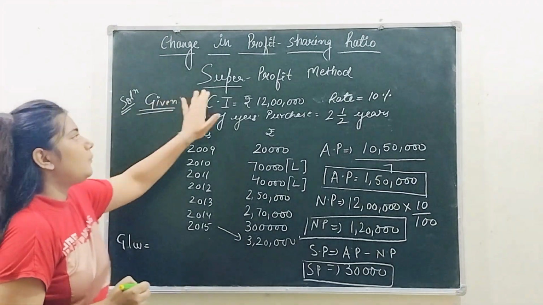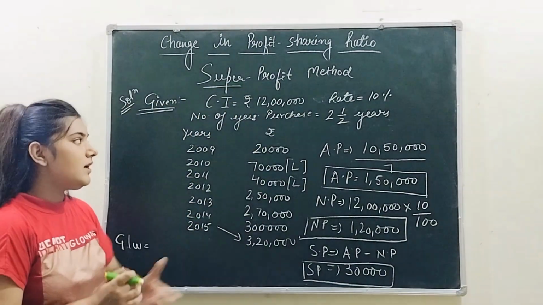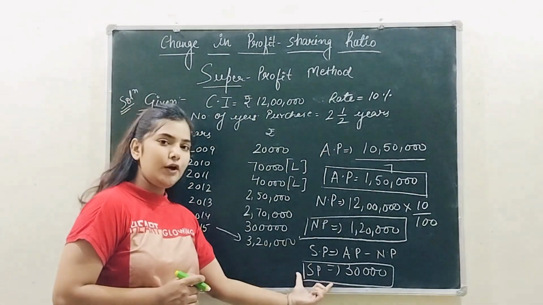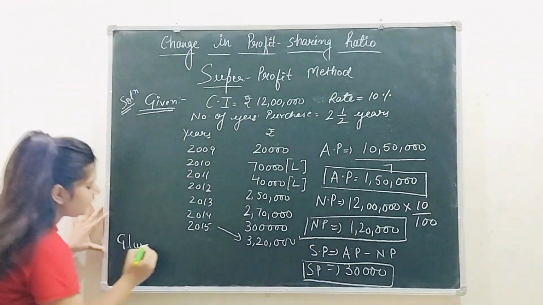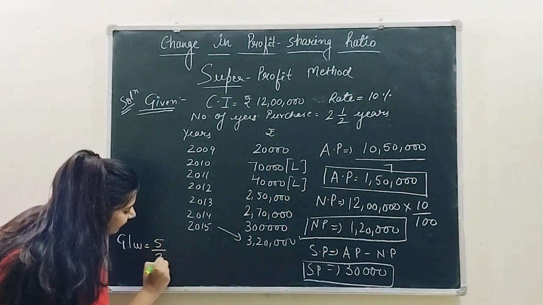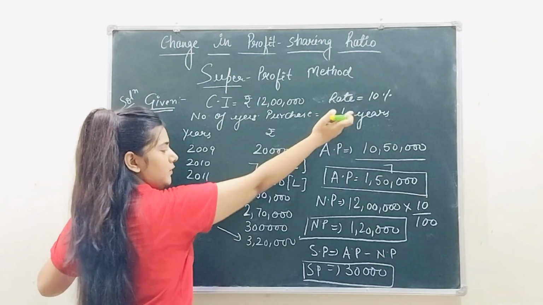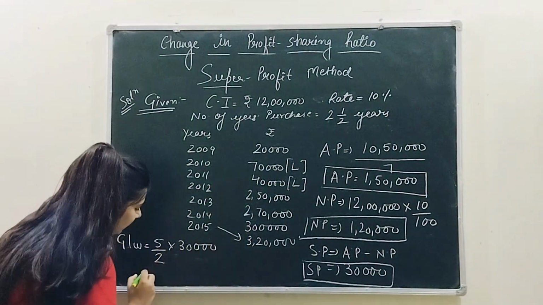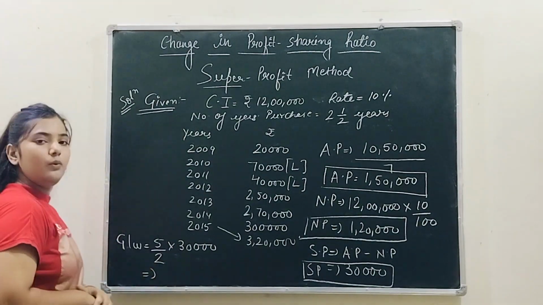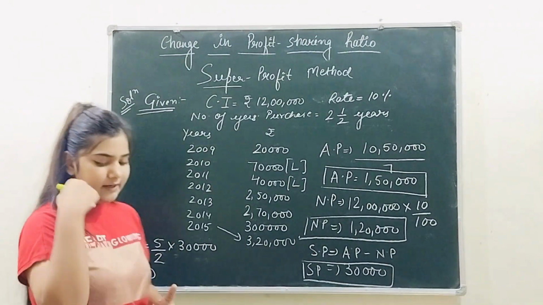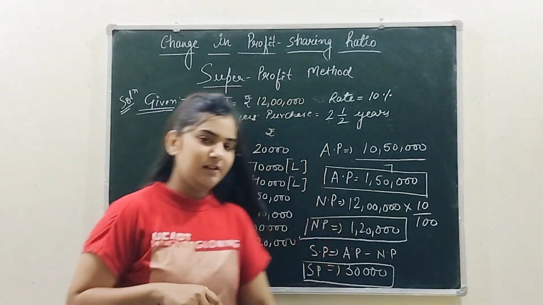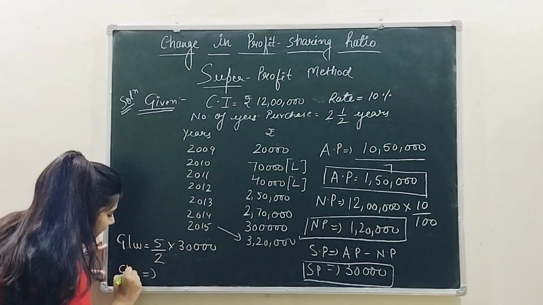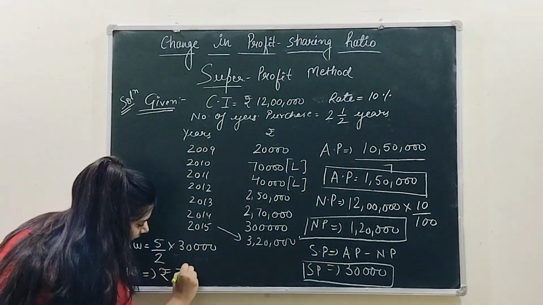The formula for the super profit method to calculate your goodwill is number of years purchase into your super profit. So how many years purchase have they given you? 5 by 2. 2 into 2 plus 1, which is 5 by 2. Now multiplied with 30,000, when you solve this equation, it is giving you 75,000. So this is the amount of goodwill that they have asked you to calculate.